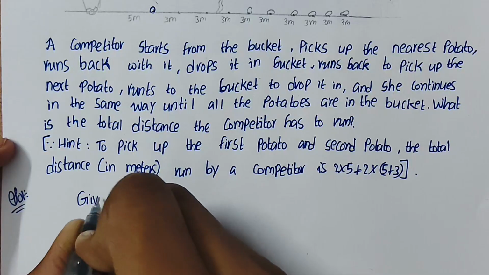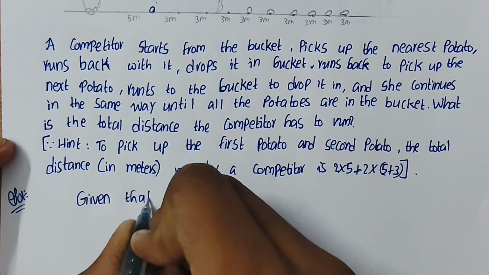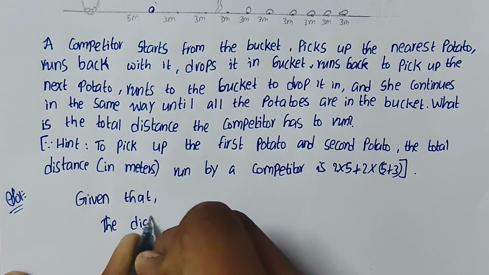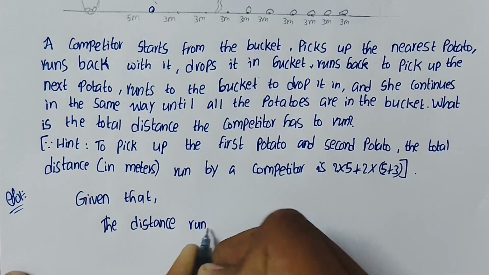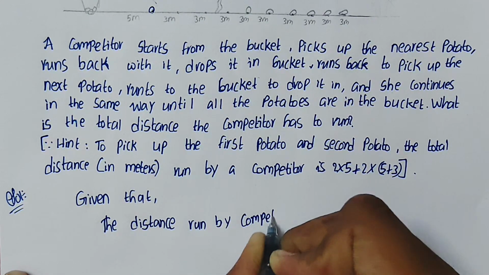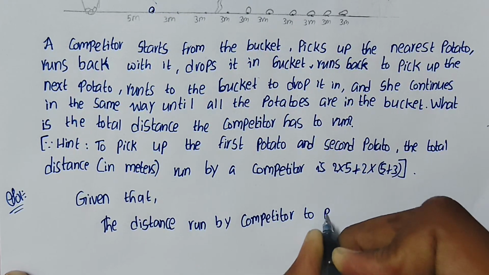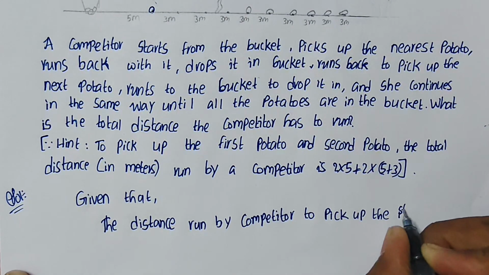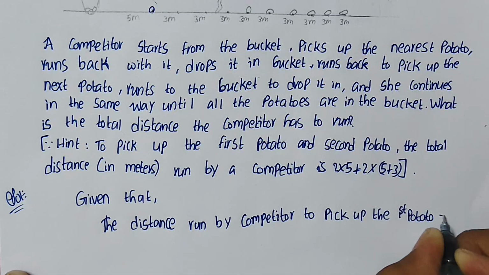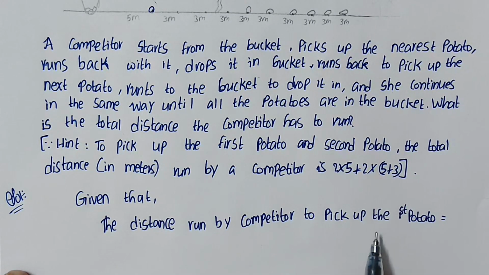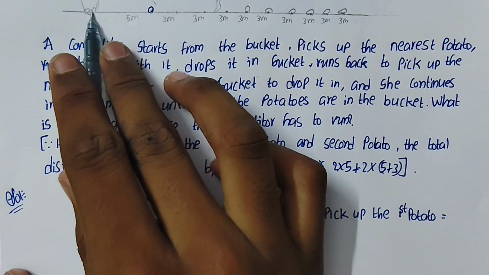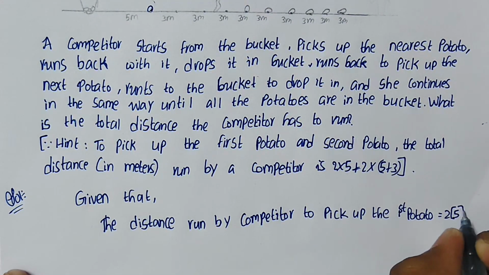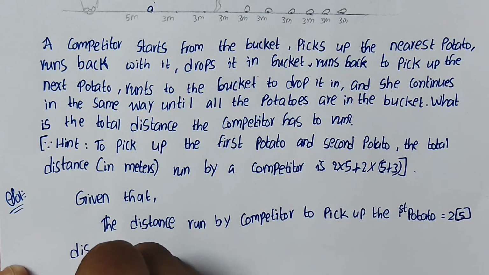So given that, the distance run by the competitor to pick up the first potato equals, the distance covered to pick up the first potato is bucket to 5 meter, and the 5 meter to bucket, means 2 into 5. Understand?